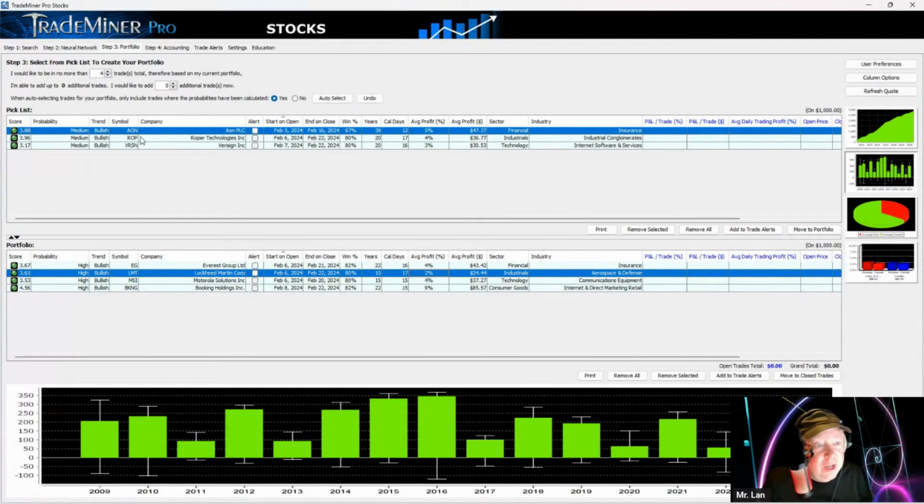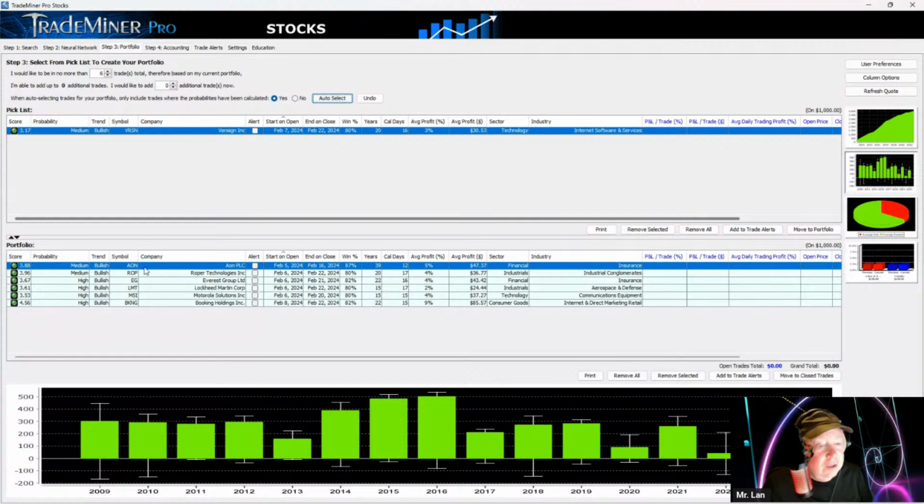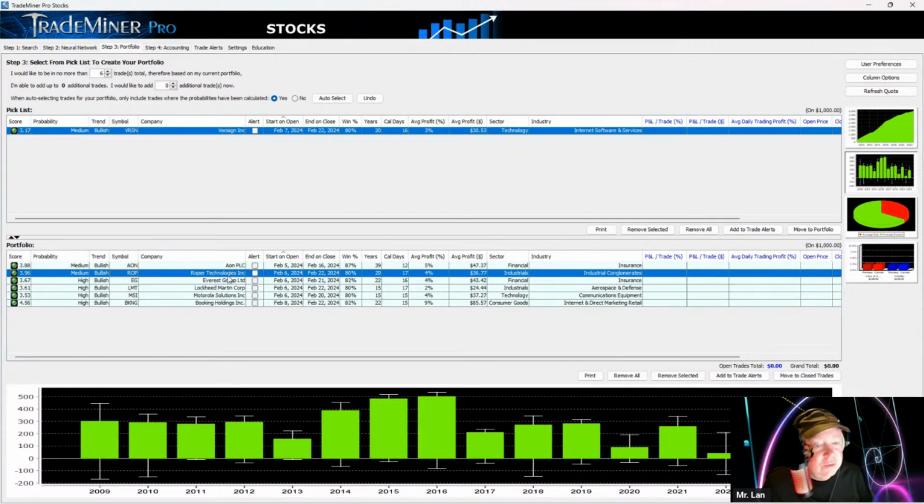You got AON, ROP, VRSN. Let's see which one it likes next. Auto select AON. So we got AON as the next one on the list. We got ROP and VRSN. See which one it picks after that. ROP, that's the next one on the list. Roper Technologies. And the last one is VRSN. We'll pick that one and throw that one in there.